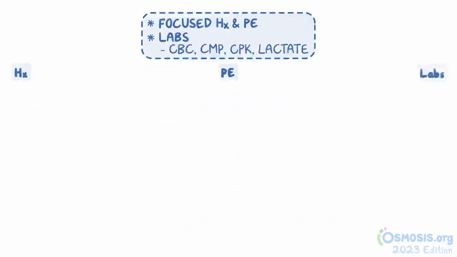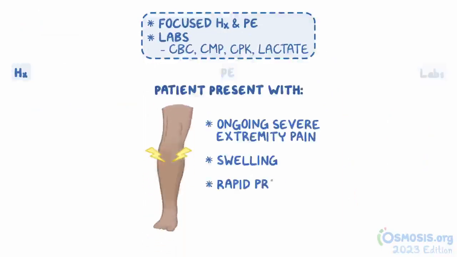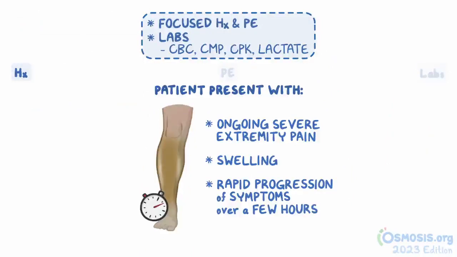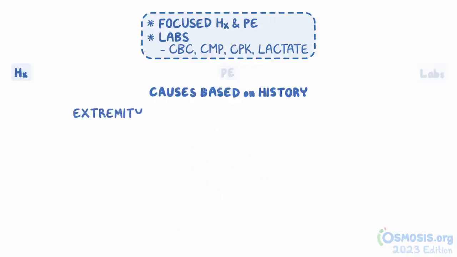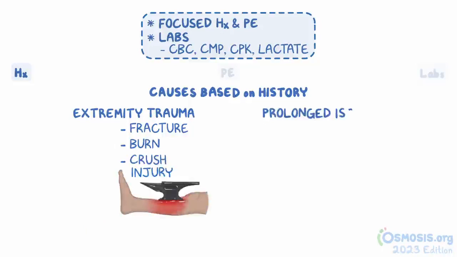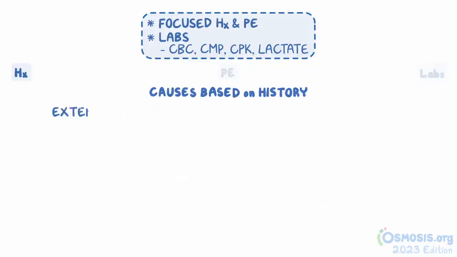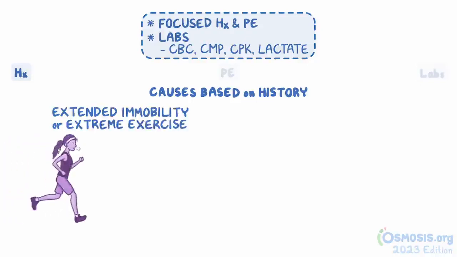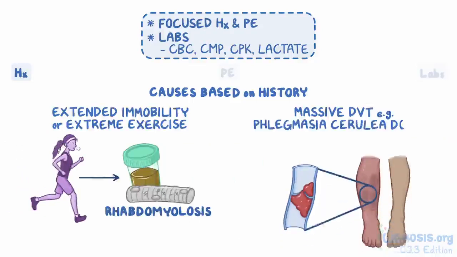Now, let's first look at history. The patient might present with ongoing severe extremity pain, swelling, and rapid progression of symptoms over a few hours. You can also suspect some causes of acute compartment syndrome based on history. The patient may have a known history of extremity trauma, such as a fracture, burn, or crush injury. They might have a history of prolonged ischemia with reperfusion, such as a recent surgical revascularization procedure. Other causes include extended immobility or extreme exercise, which can lead to rhabdomyolysis, and even massive DVT like phlegmasia cerulea dolens.